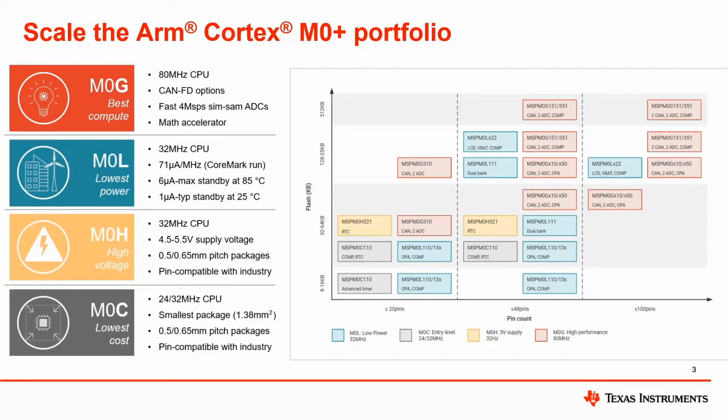These devices also offer the world's smallest microcontroller package, going from 1.38 millimeters squared in a die-size ball grid array. Then taking a step up, we have our MSPM0H family. These devices are our high voltage device family with 5-volt supply voltage, allowing for improved signal-to-noise ratio and 5-volt sensor compatibility. These devices range from 32 to 64 KB of flash and 20 to 48 pins.